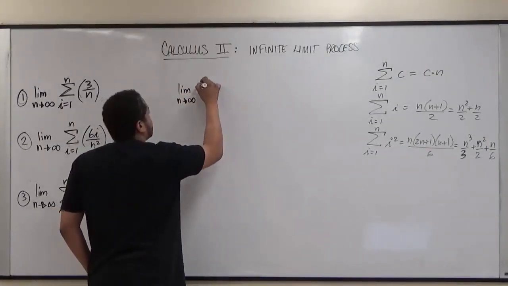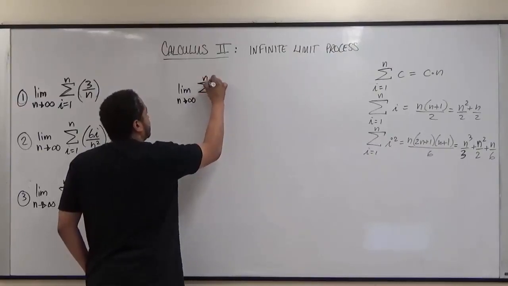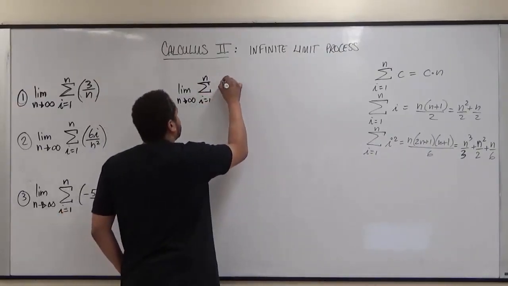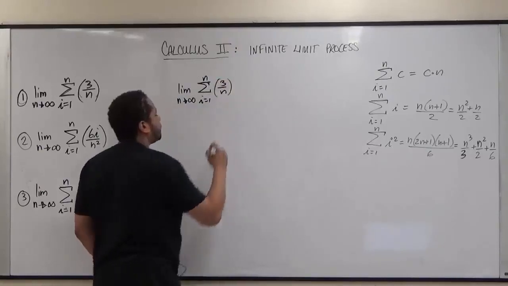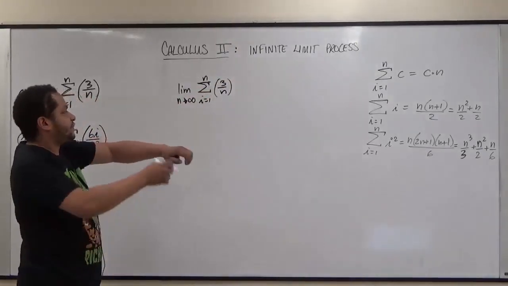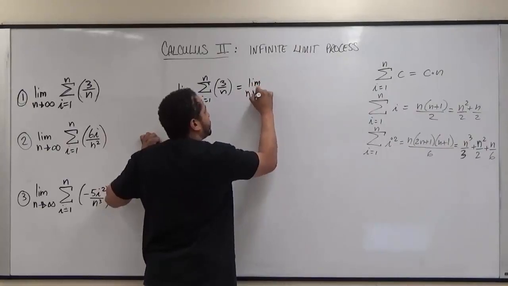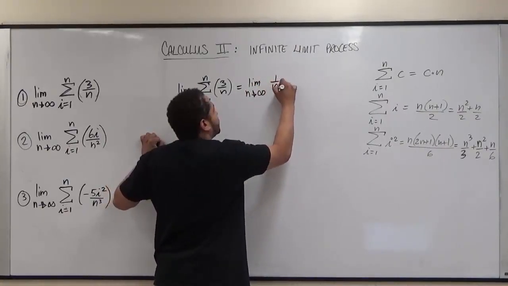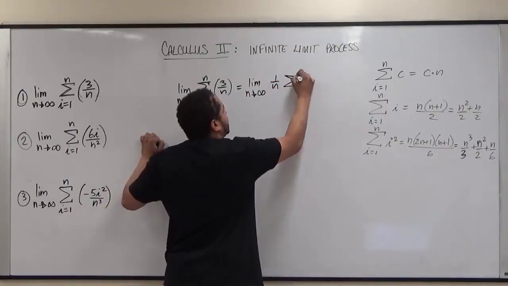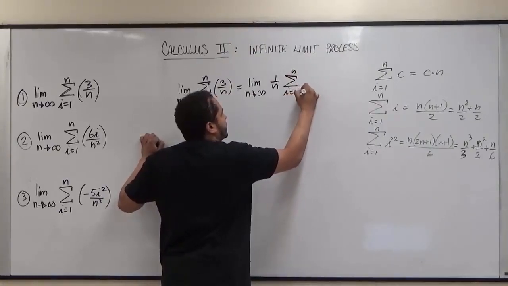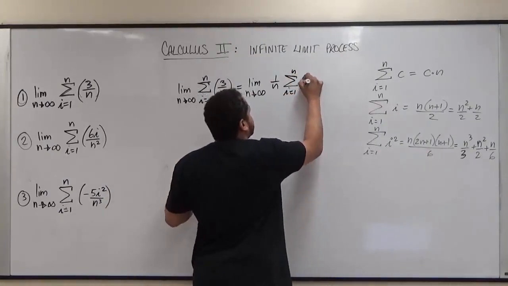Right, so here we have the summation, here we have the n, i is equivalent to 1, and we have 3 over n. So what we want to do is get the n out of this. So we're going to factor it out and pull it in front of the limit. So we have the limit as n approaches infinity, we have 1 over n, summation, as i goes from 1 to n, and here we just have that constant now.